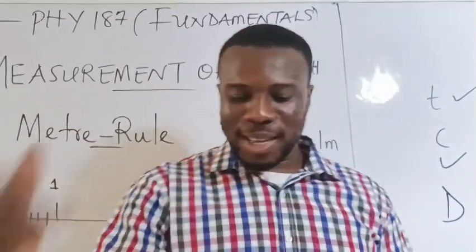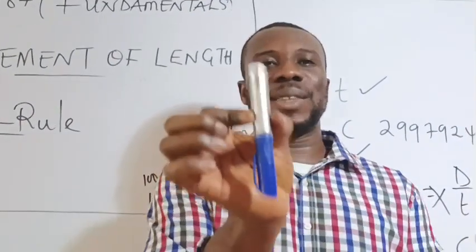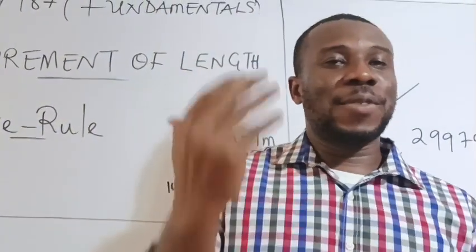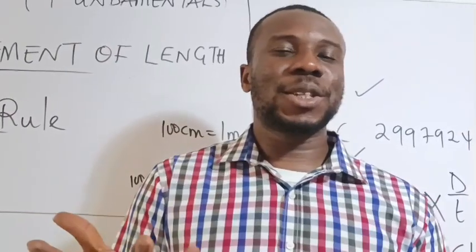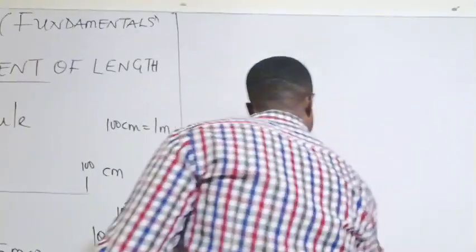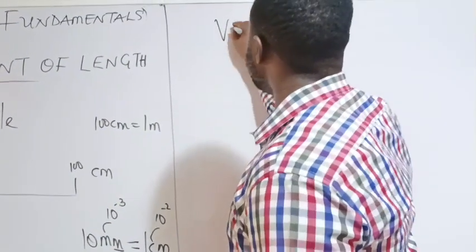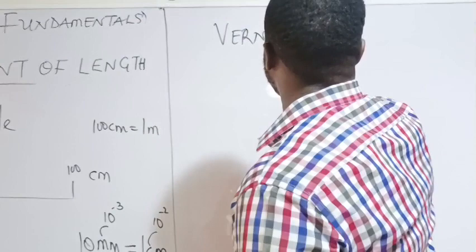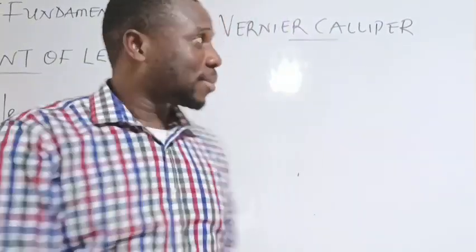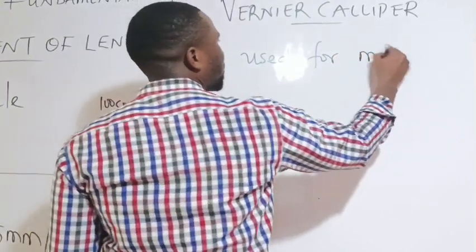Now, what if we want to measure intervals along a curve? Let's take, for example, this object. I can't really read off what this diameter is with a meter rule. So we use instruments like the Vernier caliper or the micrometer screw gauge. Let me start with the Vernier caliper. When we want to measure diameters of round objects, we use the Vernier caliper. So this is the Vernier caliper. The Vernier caliper is just an instrument used for measuring.